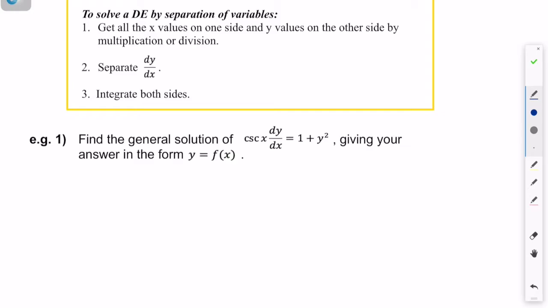And then notice that the dy by dx notation is not a division, okay? But again, we're not going to explain it too much here. And then you try to integrate both sides in order to arrive at a function of y in terms of x, okay? So let's put this into practice.